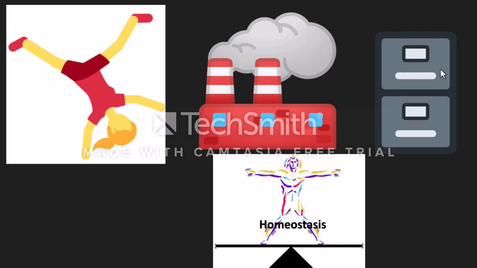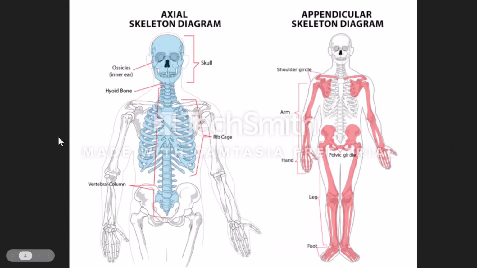And then this cabinet right here is the storage. It's the interior of the bone and can store minerals such as calcium, phosphorus, and chemical energy, also known as fatty acids. And then homeostasis is that bones are able to absorb or release calcium into the blood to maintain a stable environment in the body. And this scale is stable. That's what it means. Next slide.